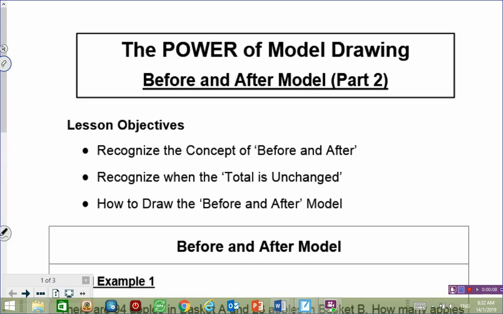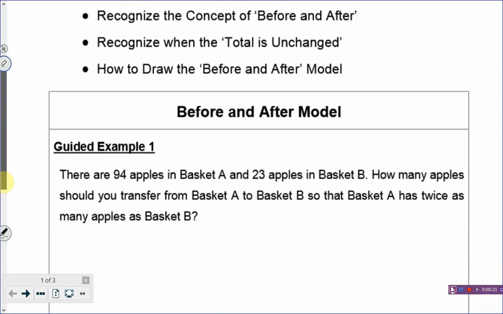Alright, now in our lesson objectives, we are going to recognize the concept of Before and After, which we already have done in the last lesson. And then we are going to recognize when the total is unchanged. And then after that, we are going to draw the model. Alright, so let's read the question and let's highlight.